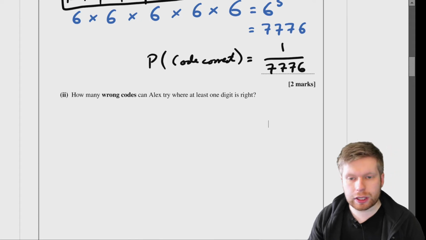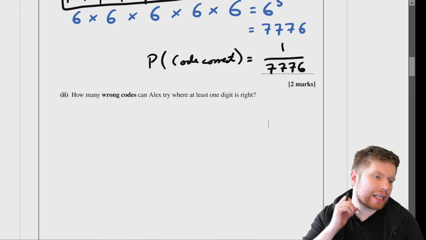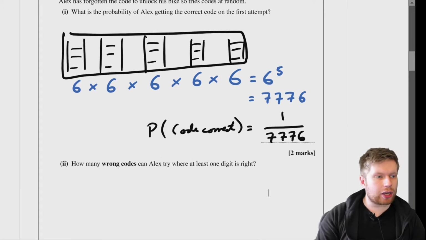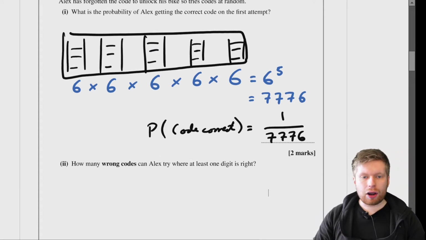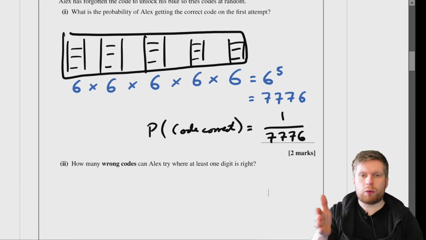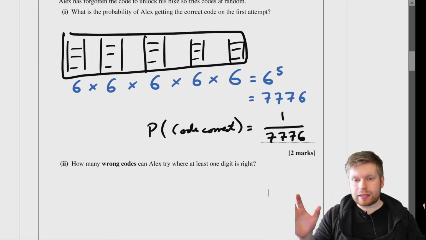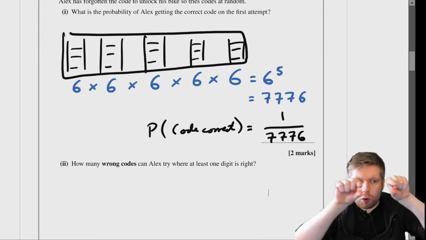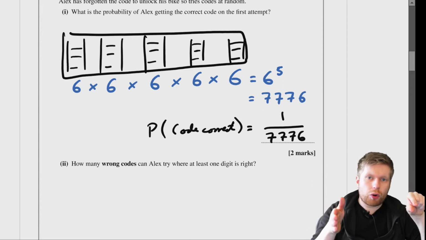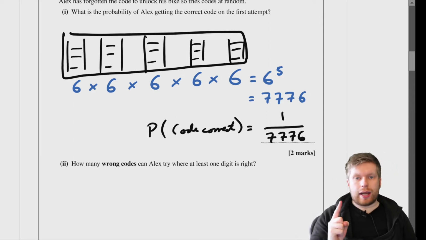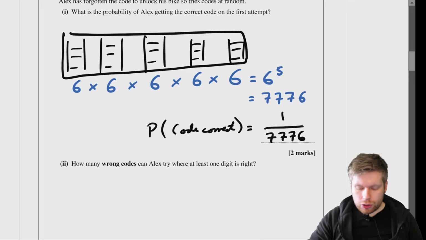How many wrong codes can I try such that at least 1 digit is correct? So in other words, I'm going to try codes at random, and I basically have 5 different wheels. I want to know the number of wrong codes. So wrong codes means that not all of the digits are correct. So there might be 1 digit wrong or 2 digits wrong. But I want to know the number of wrong codes such that at least 1 digit is right. How can I do this?